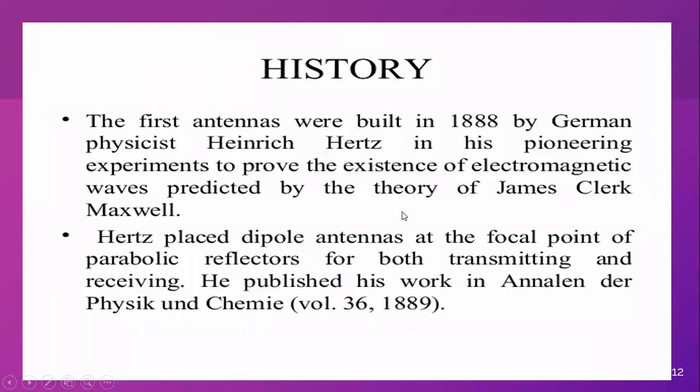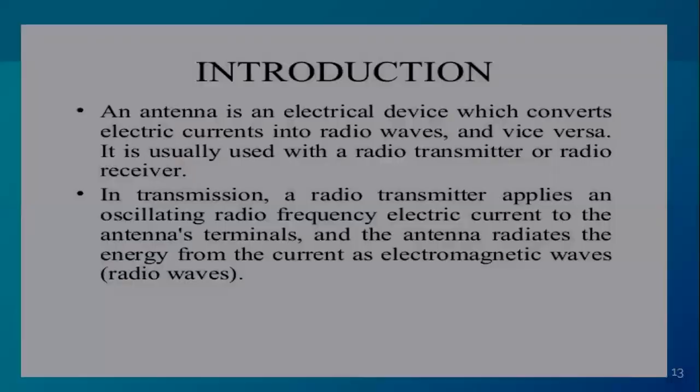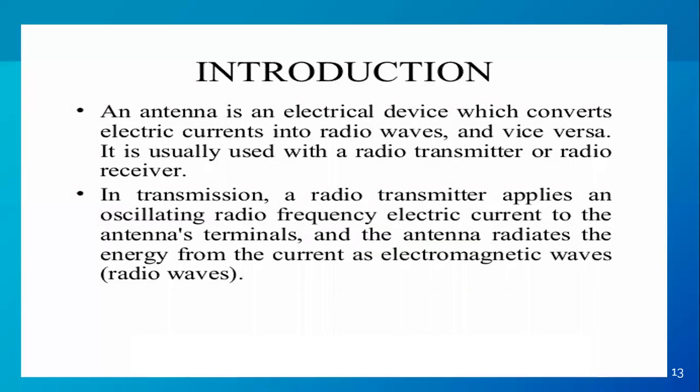Similarly, the work was going on, and many things were calculated and found out with the help of those scientists: what dipole antennas are, how the focal point can be found, what parabolic reflectors are, and how transmitting and other things can be found, in 1888. Now let us come here: what is meant by the antenna?